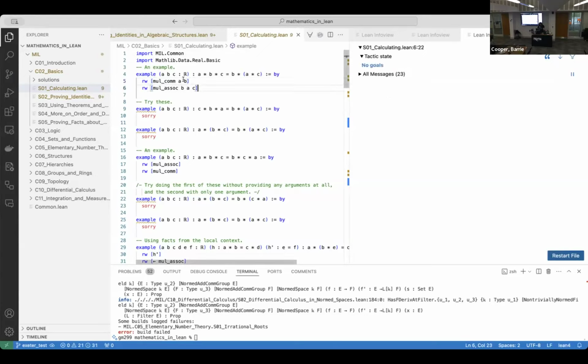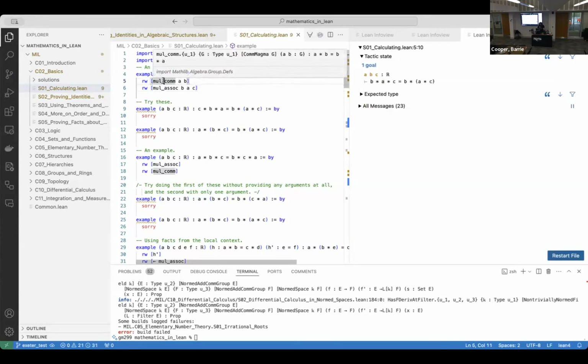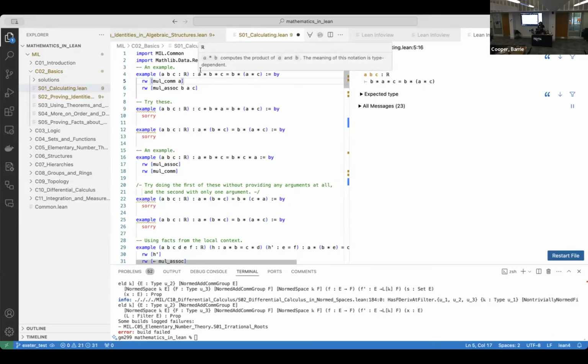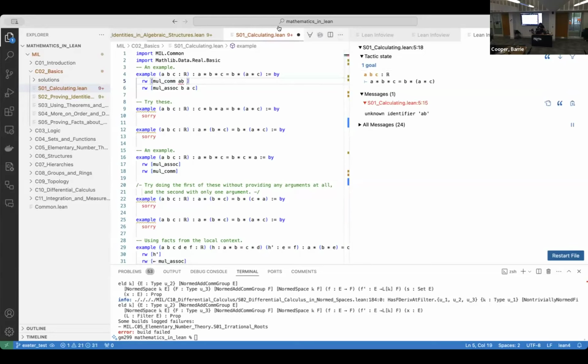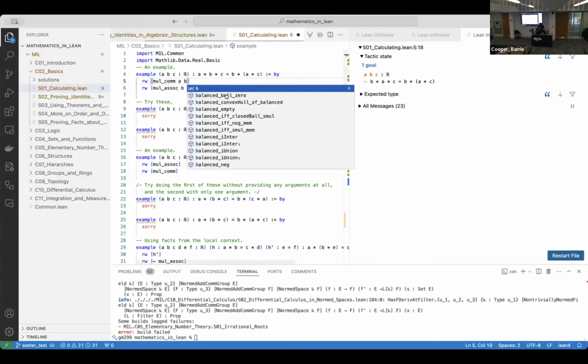Now here, as you can see, we've actually specified what we're applying commutativity of multiplication to. We're giving it all of the inputs. With Lean and most functional programming languages, you can remove some of the inputs. That's still a theorem, but it's now quantified over a different variable B. But the rewrite actually understands what to do.